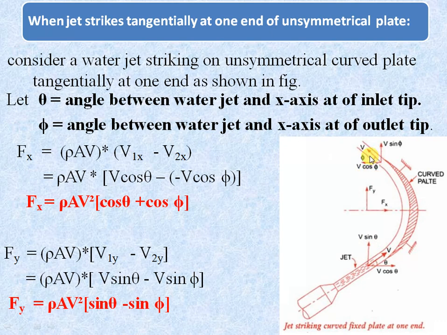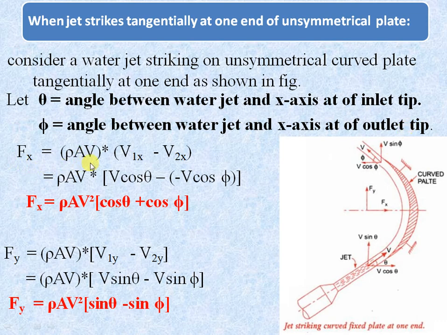Similarly, for the outlet tip angle, phi is the outlet tip angle and the same velocity of the jet comes out from the other end. So v is resolved into x and y components. It is v cos phi and v sin phi. So consider the x and vertical y directions. So consider a water jet striking an unsymmetrical curved plate. Unsymmetrical means both the blade tip angles are different. Tangentially at one end, you can see here, theta is the angle between the water jet and x direction at the inlet tip, and phi is the angle between the water jet and x direction along the outlet tip. So Fx is nothing but rho a v.